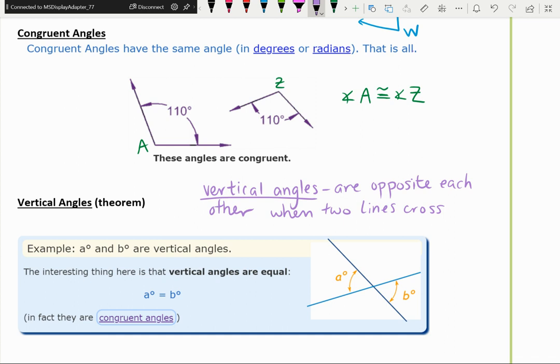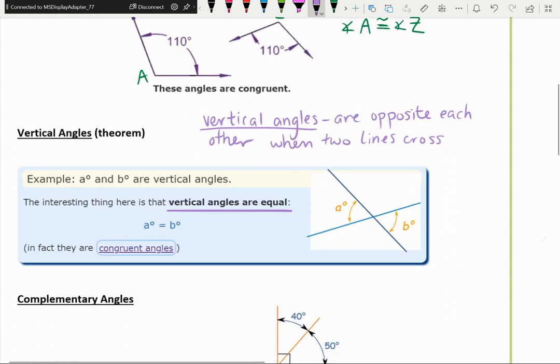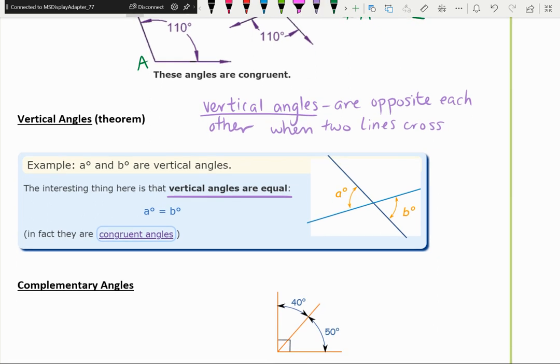And actually, when I have two lines crossed like this, I have two pairs of vertical angles. In the image here, I have the ones that are marked in orange, and the two that are unmarked are also vertical angles. What the vertical angle theorem says is that vertical angles are equal, or they're congruent. I'm going to add some letters to this picture so we can write a congruent statement.